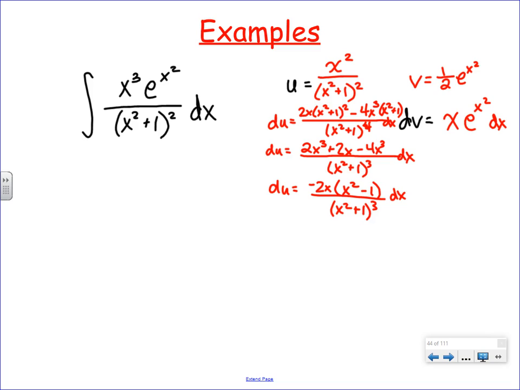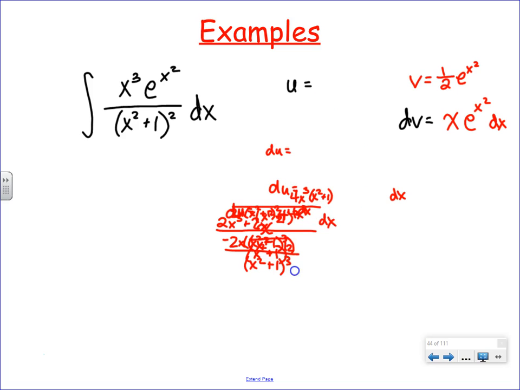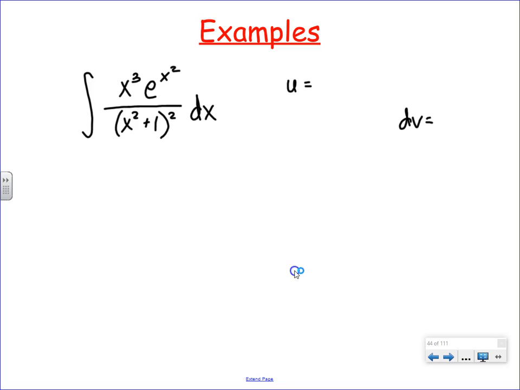What's the I stand for again? Inverse. Now, what if the top had been like the u prime of the bottom? Could that have been nice, maybe? Georgie, you had an idea, yeah? What was it? Something about making 1 over x squared plus 1 quantity squared dv.